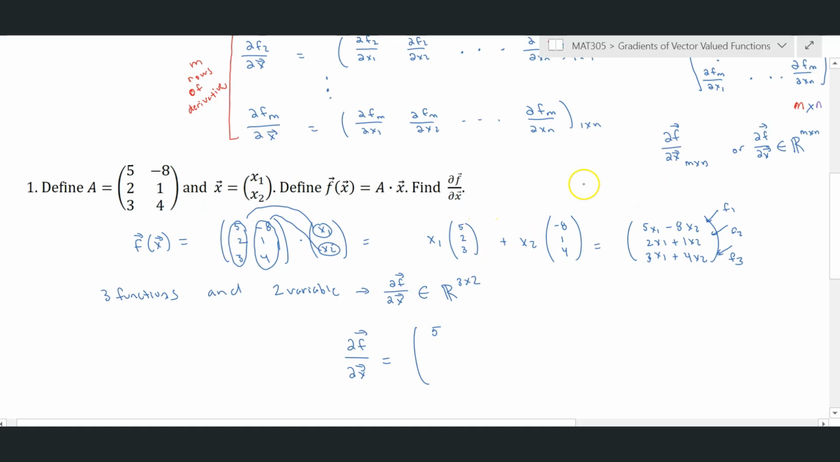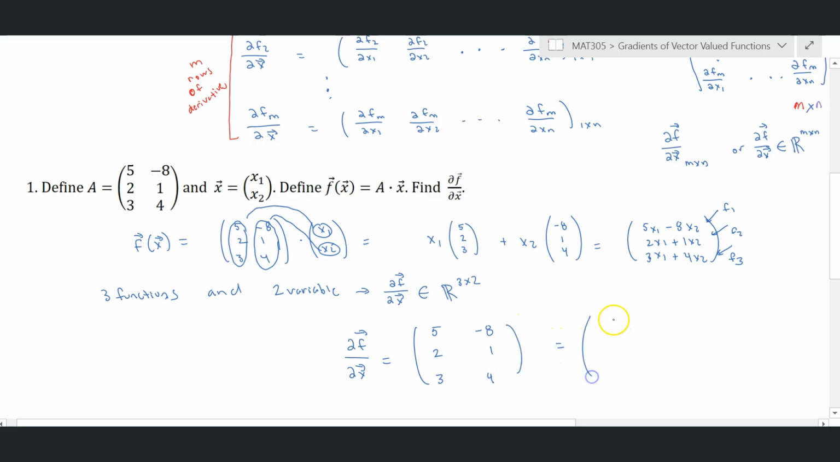And now in the second element, we need the derivative in the same row, the derivative of that same function with respect to x2, which will just be negative 8. Now in the next row, the derivative of f2 with respect to x1, which will be 2. The derivative of f2 with respect to x2 will be 1. And then down here, we'll have 3 and 4.